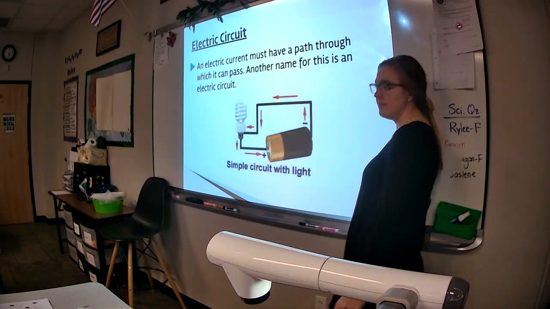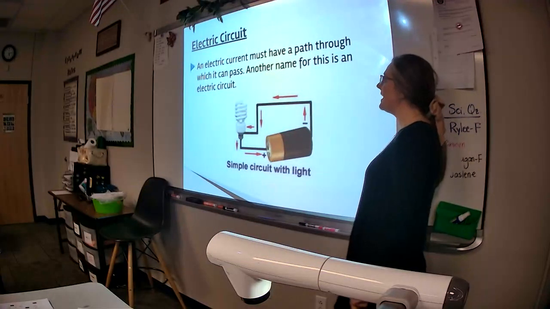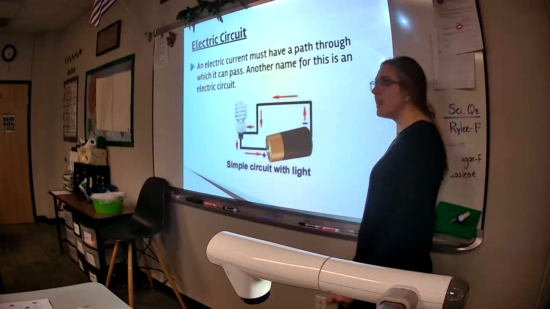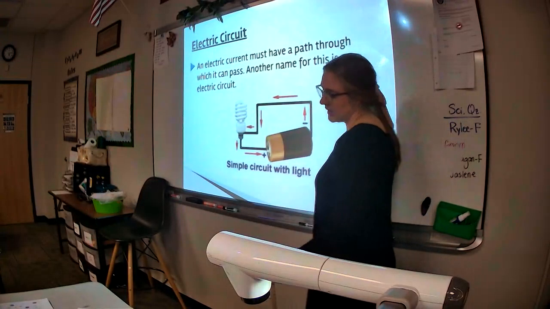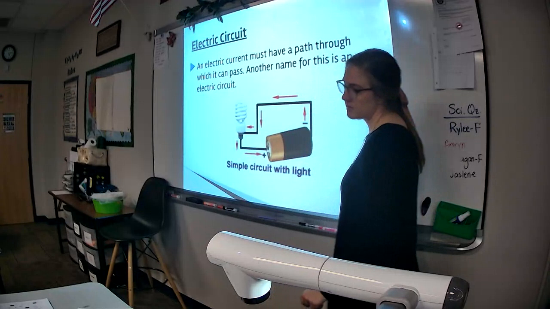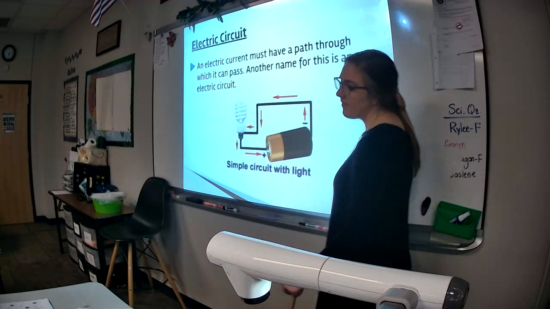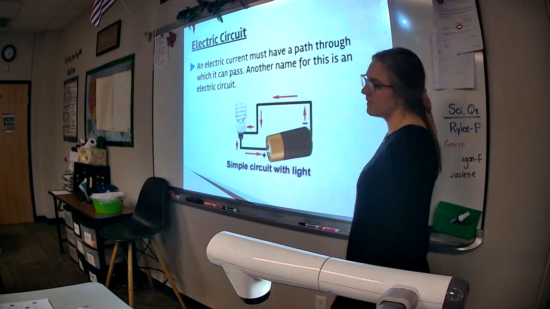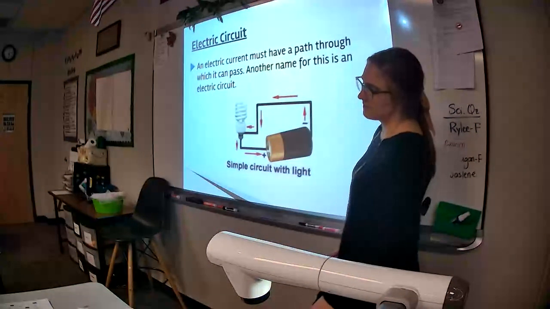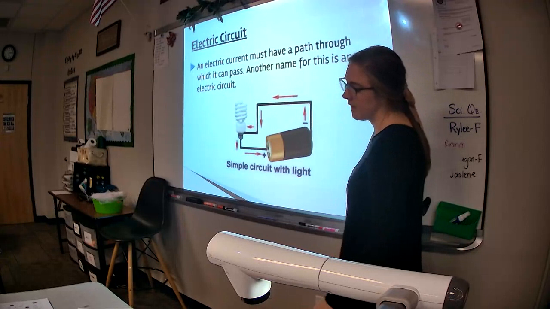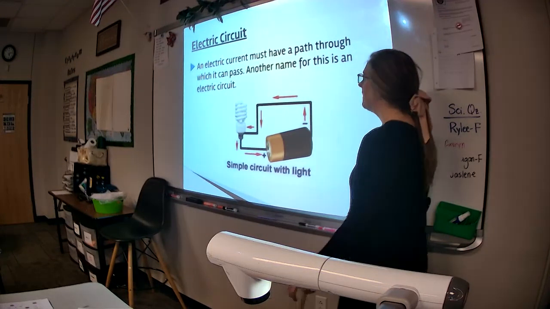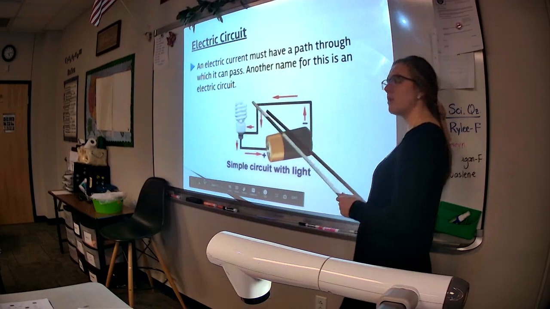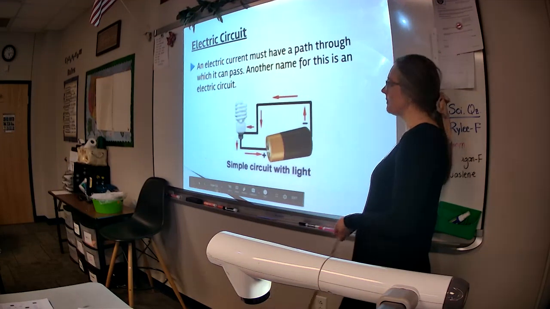What is a circuit? An electric current has to have a path through which it can pass. Another name for this path is an electric circuit. This is the next part of your notes. An electric current must have a path through which it can pass. Another name for this is an electric circuit. Now, there's 2 ways we can define an electric circuit. One's a little longer and more complicated. One's a little easier.